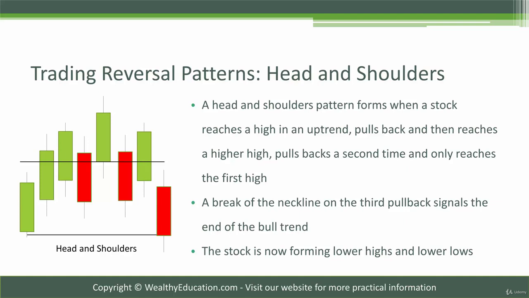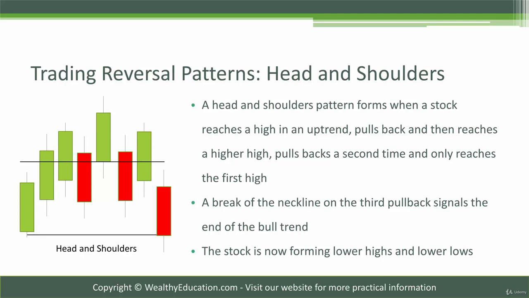So it's now in the process of making a lower high after this second pullback, and then the stock continues to make a lower low when it breaks through the neckline of the pattern. And the neckline is the trough of the first two pullbacks.